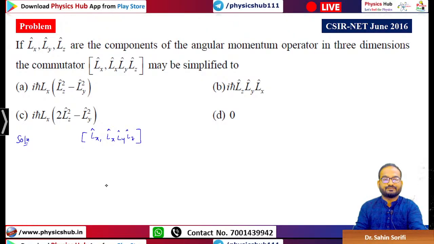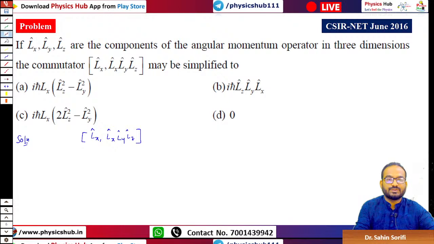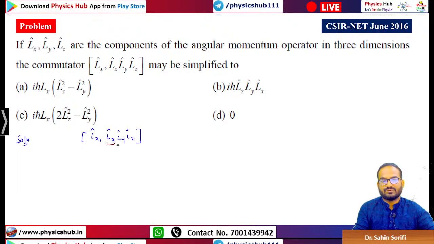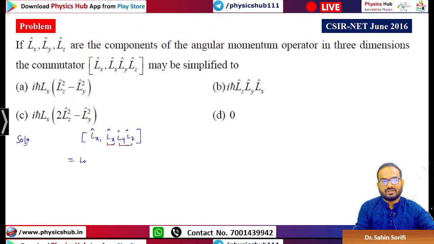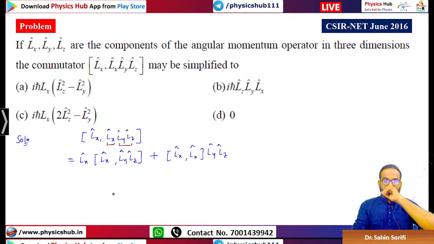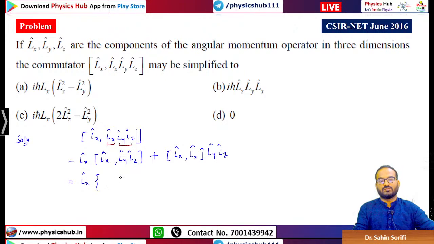So what have you done? Look, you can consider these to be two units. Lx is one unit, LyLz is the other unit. So it can be written as [Lx, Ly]Lz plus Ly[Lx, Lz]. Later, the second term vanishes. Now let's evaluate the commutation between these.